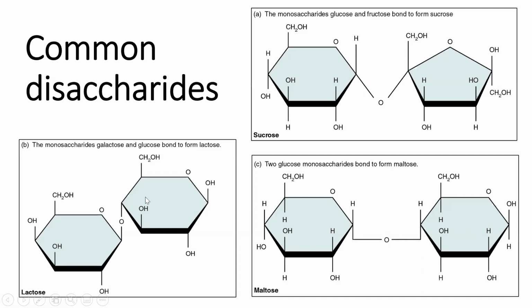What type of reaction is occurring to take this glucose and the galactose molecule to form the lactose? Yes, a dehydration reaction, or a dehydration synthesis reaction, must occur. And it is the same to produce sucrose and to produce maltose.